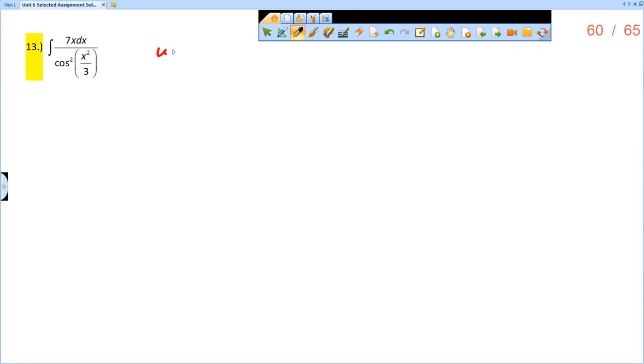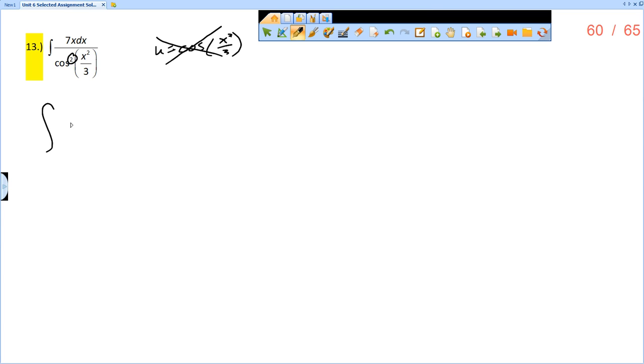All right, so we always want to try to find a function inside of a function. But it's important to remember here that the cosine is inside of this squared, but we cannot make u equal the cosine of x squared over 3 because there is no sine of x squared over 3, right? So that would not be an appropriate choice.